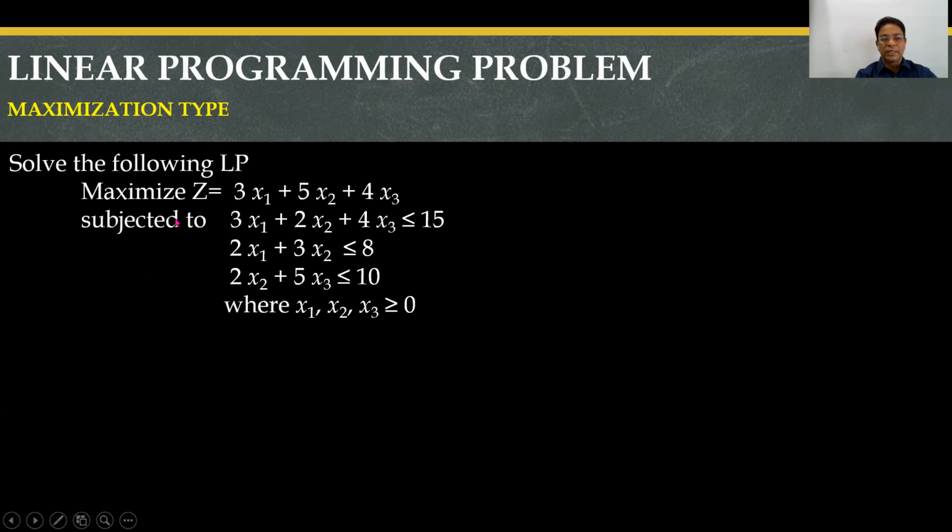5x2 plus 4x3, subject to constraints 1, 2 and 3. What are the constraints? 3x1 plus 2x2 plus 4x3 is less than or equal to 15. 2x1 plus 3x2 is less than or equal to 8. And 2x2 plus 5x3 is less than or equal to 10. And we have non-negativity constraints: x1, x2, x3 are all greater than or equal to 0.